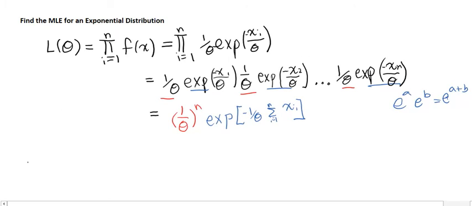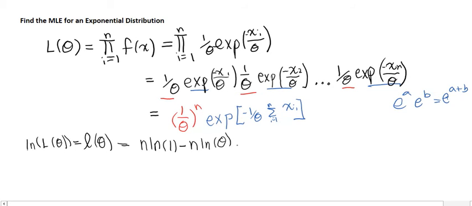Now we are going to take the natural log of both sides, so ln of L of theta. I'm going to represent this by a curly L of theta. And this is going to change into n times the natural log of 1 minus n times the natural log of theta plus negative 1 over theta times the summation from i equals 1 to n of xi. We can see right here that the natural log of 1 is just going to end up being 0.